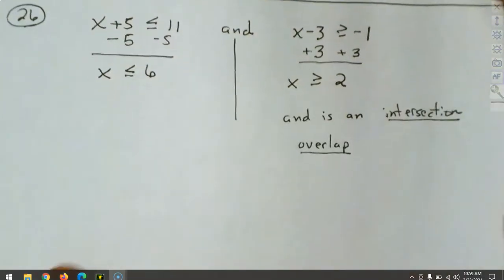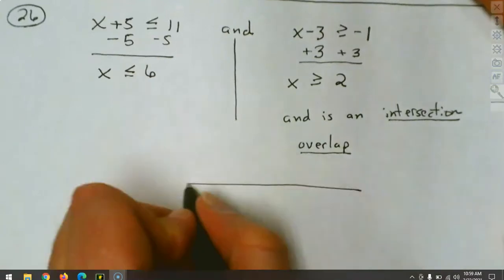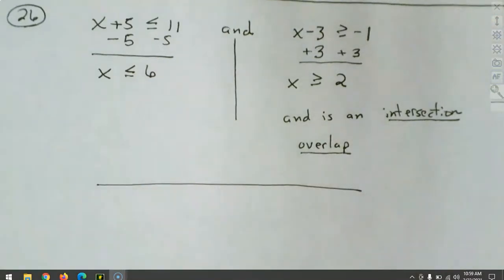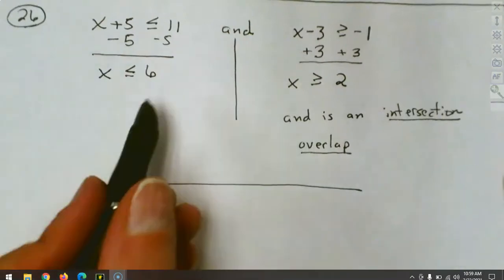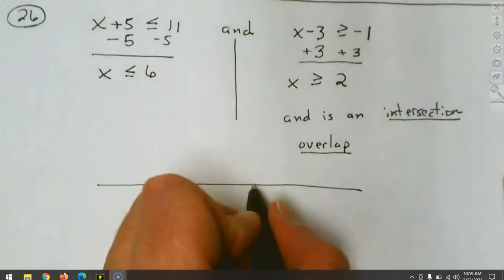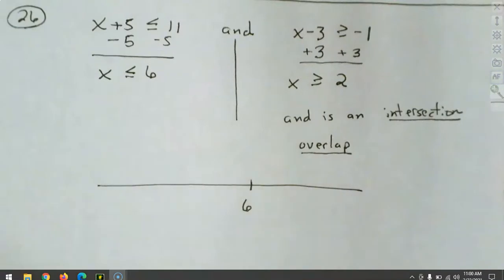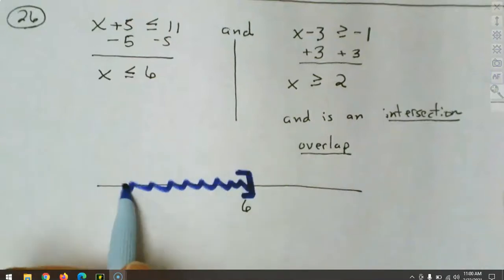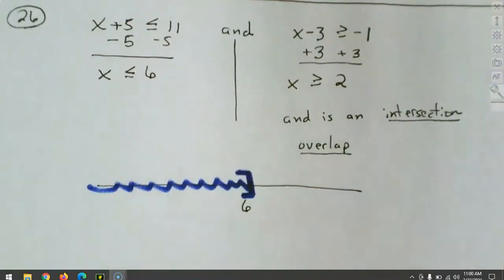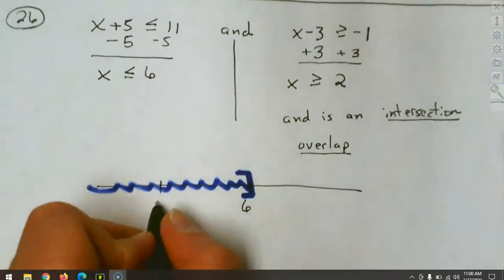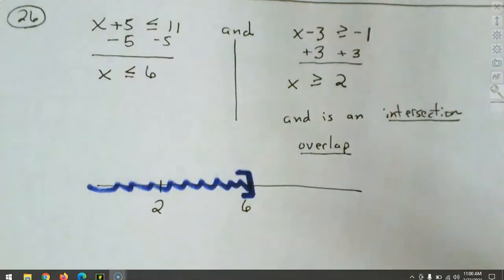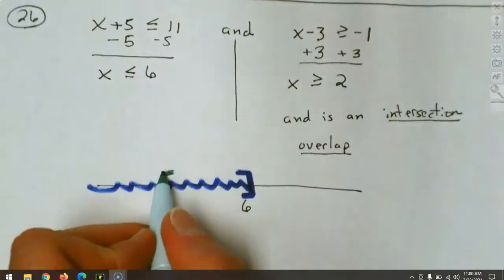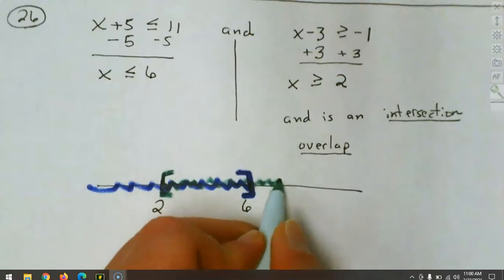Go ahead and graph these out now. We've got x is less than 6. So I'm going to go ahead and put the 6 over here. Less than or equal to, so we use a square bracket. It's going back in that direction. What about the other one? X is bigger than 2, bigger than or equal to 2. So we've got our 2. It's pointing to the left, so we go ahead and move out to the left.